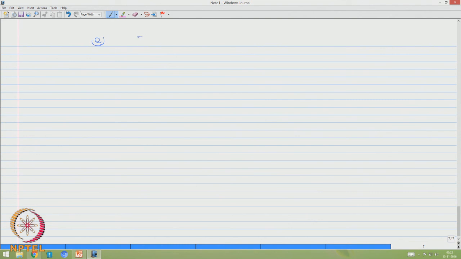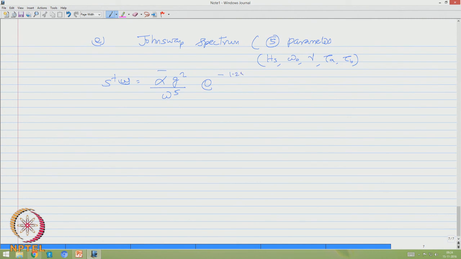People also use the JONSWAP spectrum, which has 5 parameters, namely Hs, omega 0, and so on. The spectral density function is given by alpha bar g square by omega to the power phi, e to the power minus 1.25 omega by omega 0 to the power minus 4, of mu a omega.